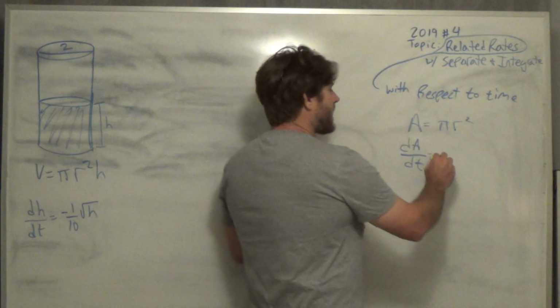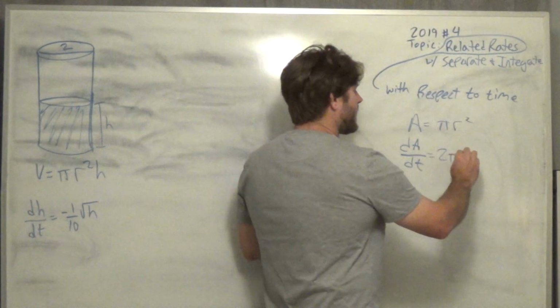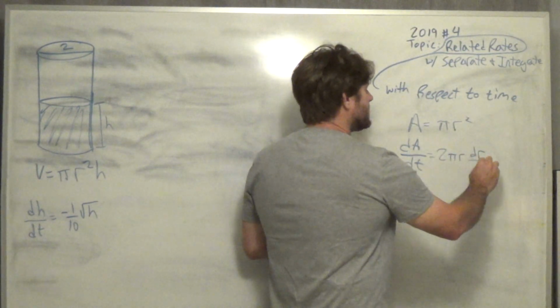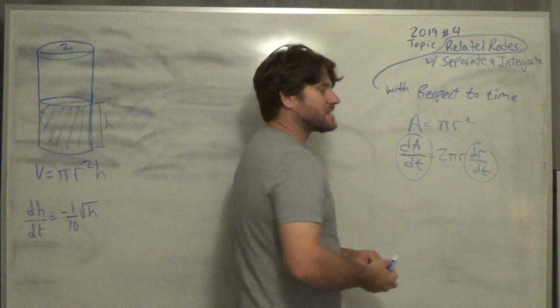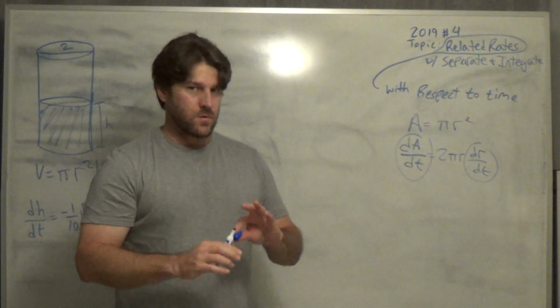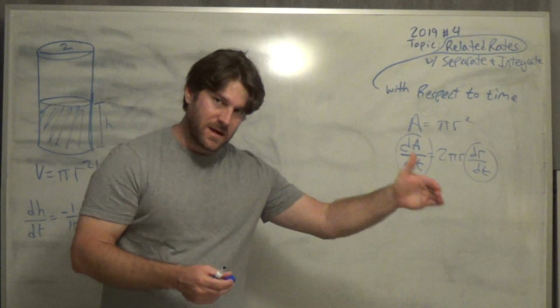So here the derivative of pi r squared, the 2 would go to the front, it'd be 2 pi r, and then you get dr dt. So the idea here is everything gets a chain with respect to time when you take the derivative throughout the whole problem if it says with respect to time.